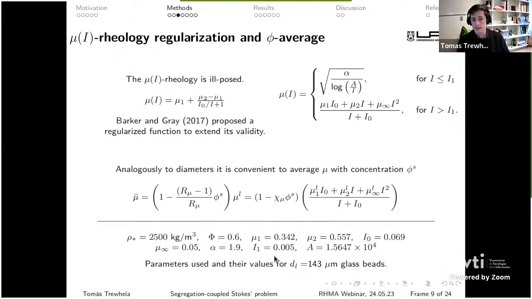And here I show basically the parameters for the large particles. The particles are quite small, but the literature has parameterized the mu of I rheology for this case. So these are merely constant parameters for the numerical solutions that I will perform.